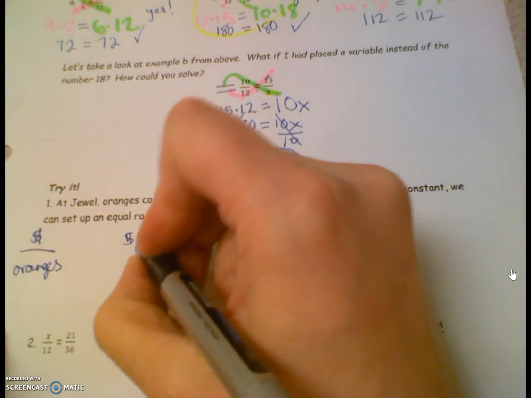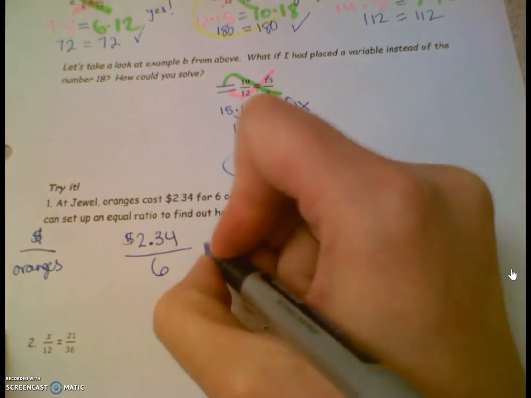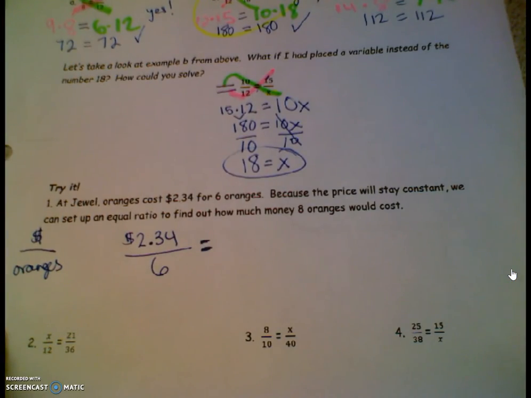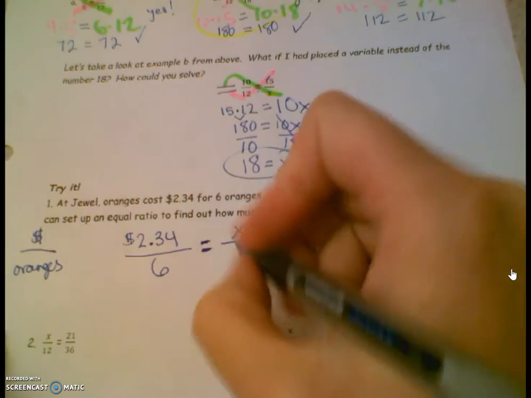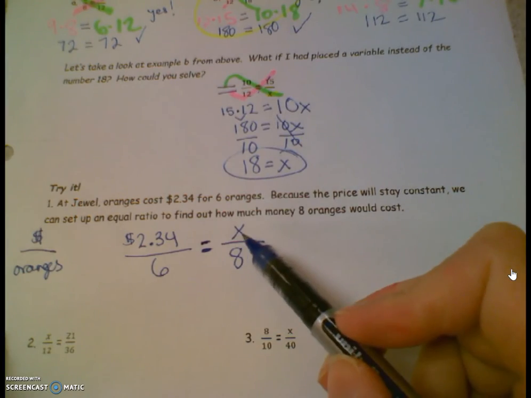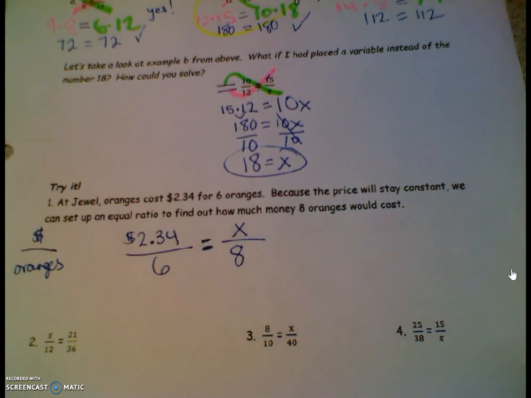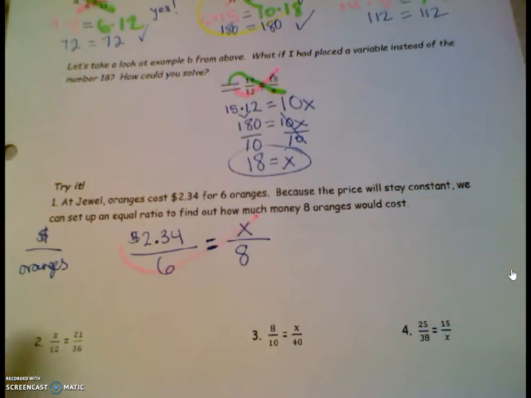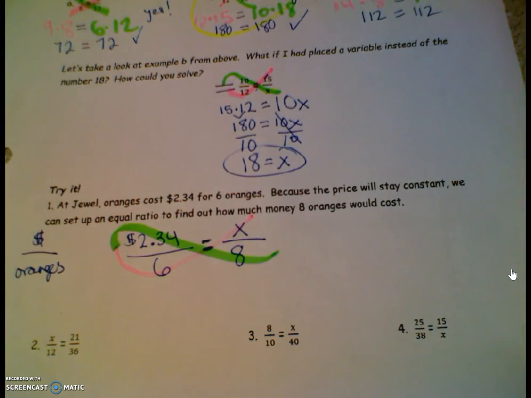So my original set was $2.34 for 6 oranges. I want to know, since that rate will stay equal, will stay constant, how much money will that cost for 8 oranges? And I knew to put the X on top because I said money was on top, and I knew to put the 8 on bottom because I said oranges was on bottom. Now, in order to solve this, I can recognize that X times 6 will be equal to $2.34 times 8.